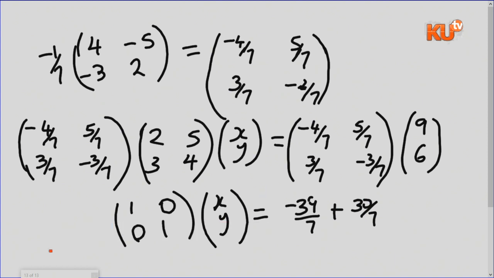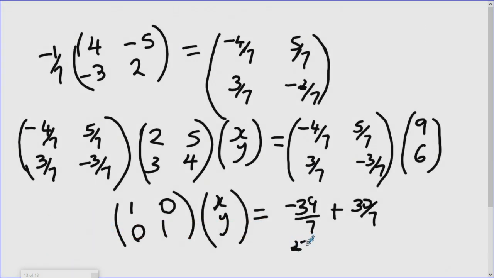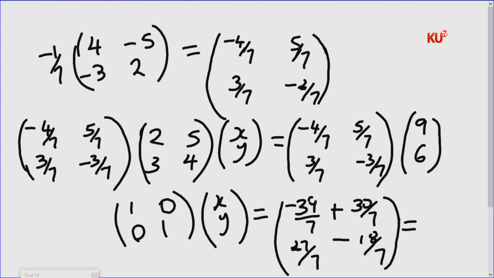We go to the second row. 3 over 7 times 9. That will give us 27 over 7. Then negative 3 over 7 times 6. That will give us negative 18 over 7. So since you have your calculators ready with you, I hope you'll be able to work out this one. Let's work out together. Negative 36 over 7 plus 30 over 7, that is simply negative 6 over 7.